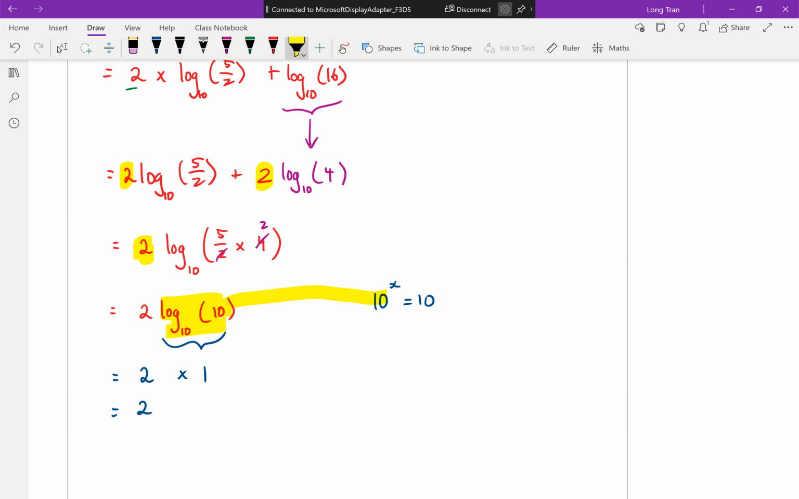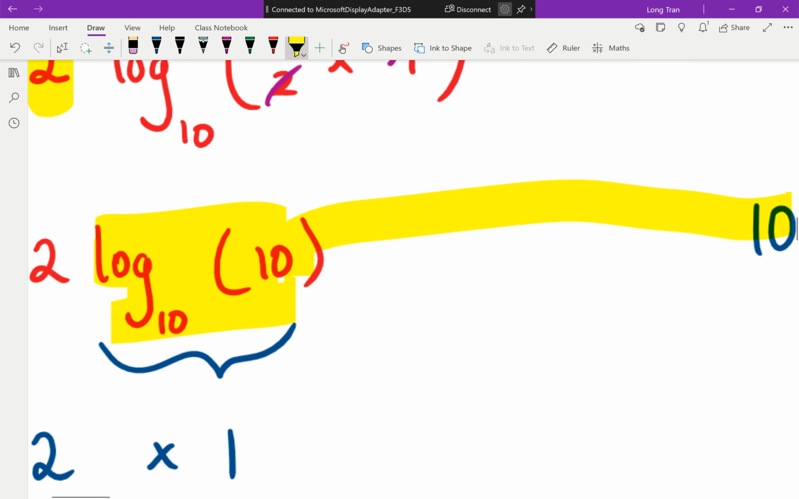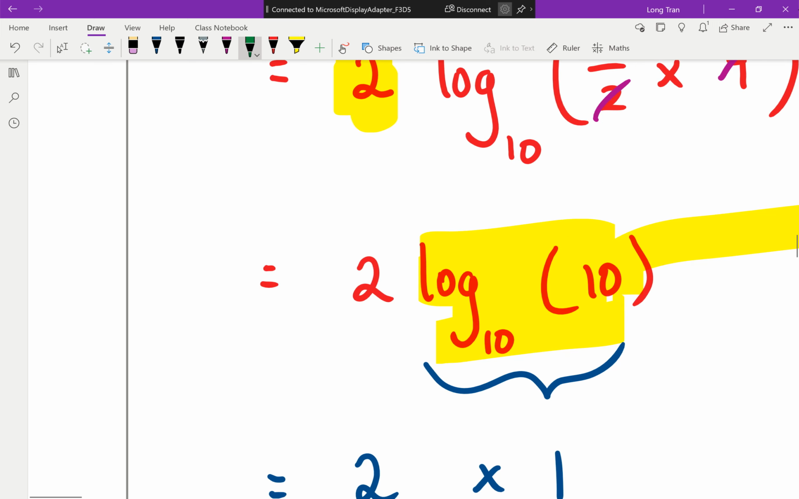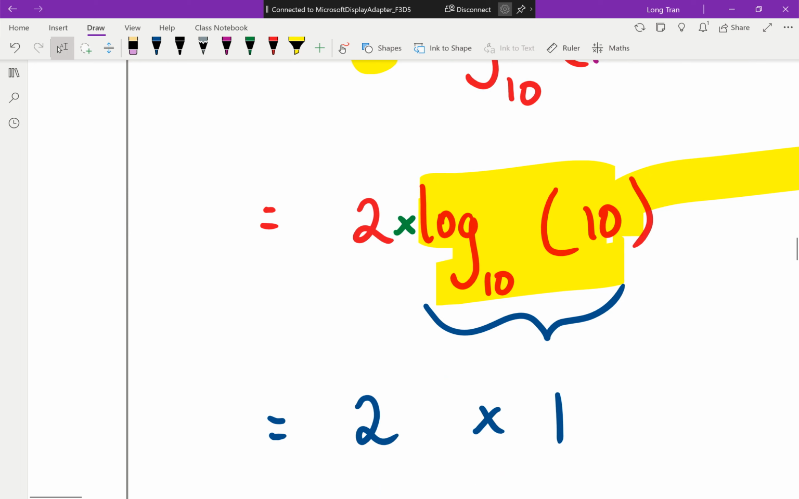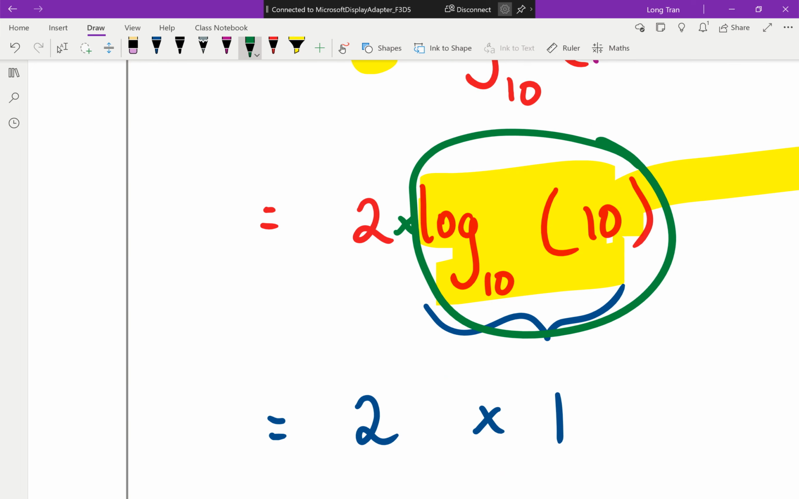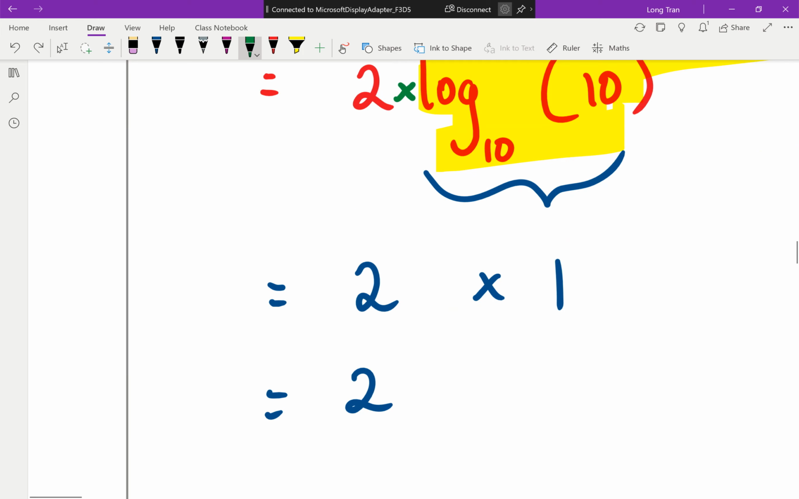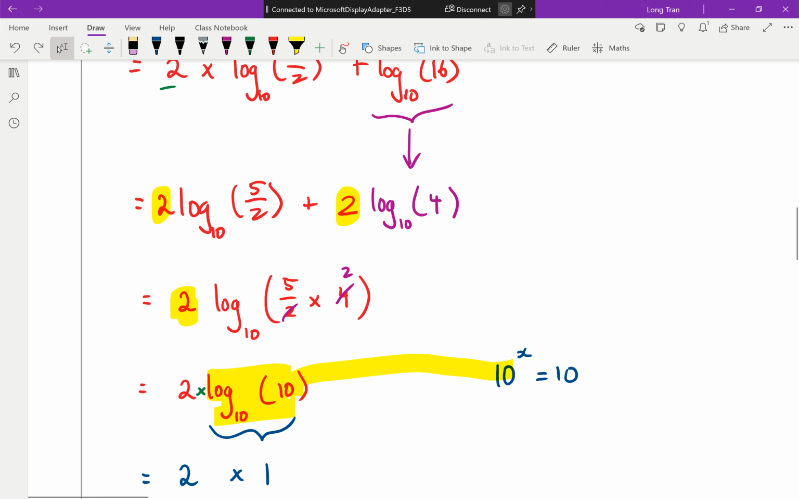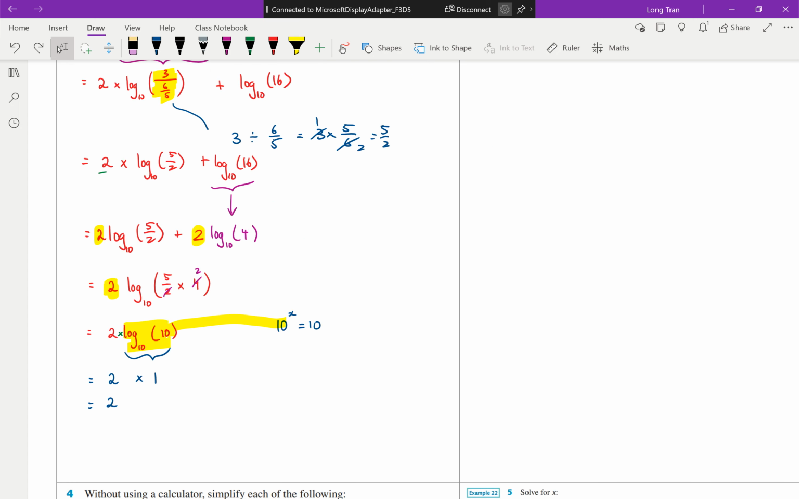Yep. If it's 1, then why is the answer 2? Because there's a 2 in front. Notice the 2 at the front means 2 times. And we know that log base 10 of 10 is 1. Then 2 times the 1 must equal 2. Okay? Very good. So that's an example of how to do a logarithmic problem where I'm only using 3 rules. Rule number 1, rule number 2, and then rule number 3.